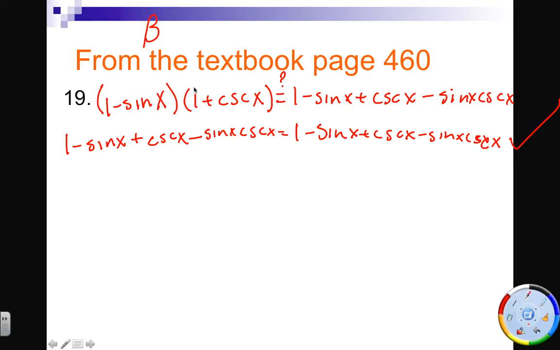Also, you notice it didn't actually require any identities. All we had to do was FOIL, and it ended up being the same thing. So let's jump down the list a little bit, down to 29. 29 looks like this. This would be the cotangent, not cosine, goofball.